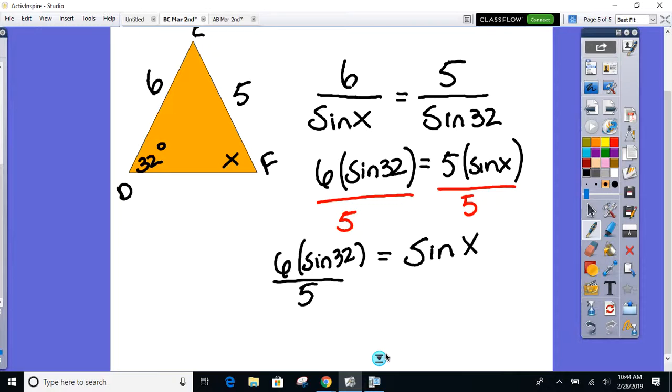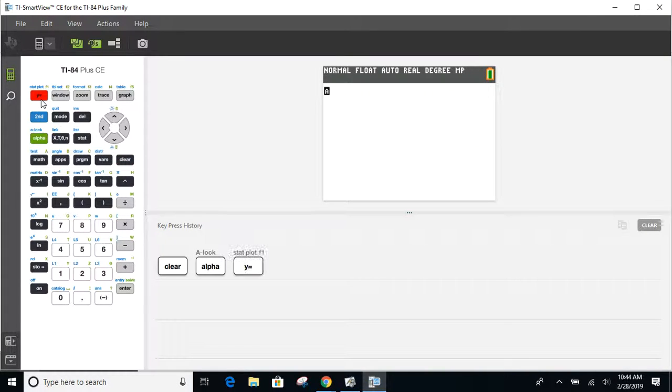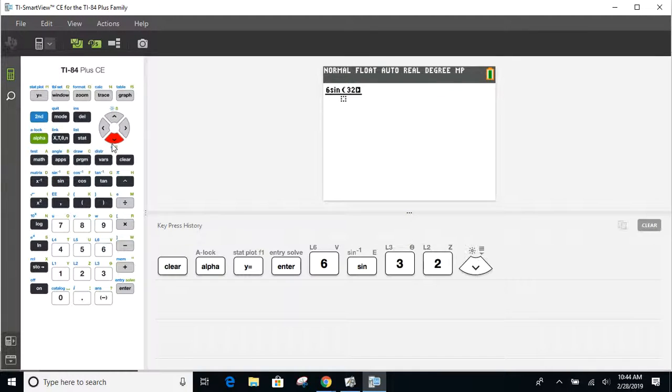Are you finding a side or an angle? An angle. You're going to get point whatever. That's not the angle. All right, that's not the angle. Let me do it with you. 6 sine 32 divided by 5. Okay, that's not the angle.